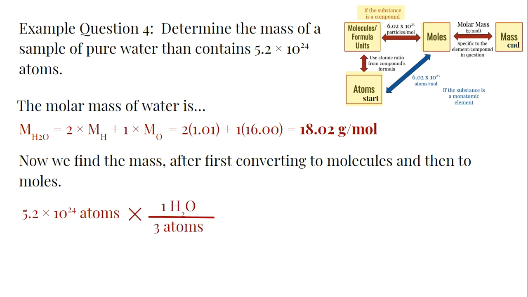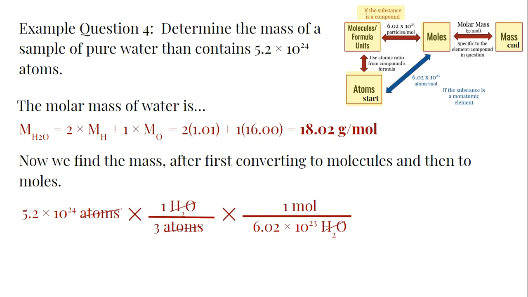So we're going to start with 5.2 times 10 to the 24 atoms. Our first step is that we need to get to molecules. So we need to find the number of water molecules. Well, we know that there are 3 atoms in every 1 H2O. So atoms have canceled. Now we've reached molecules, H2Os. So the next step, according to our map, is that we need to use Avogadro's number to convert to moles. So there are 6.02 times 10 to the 23 waters in 1 mole. So the waters cancel, and we're left with mole.